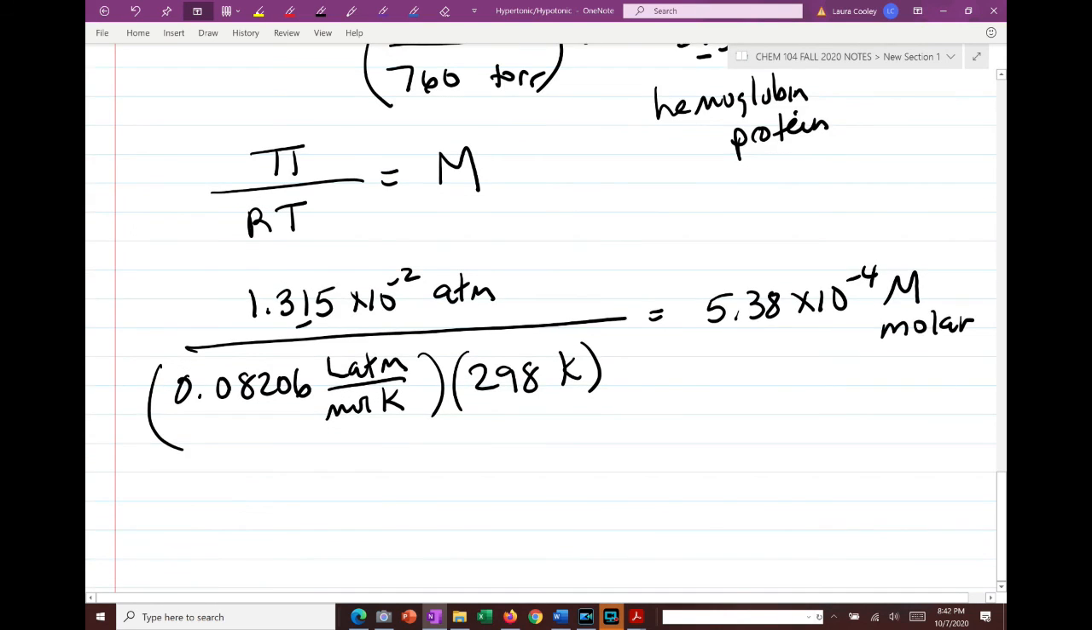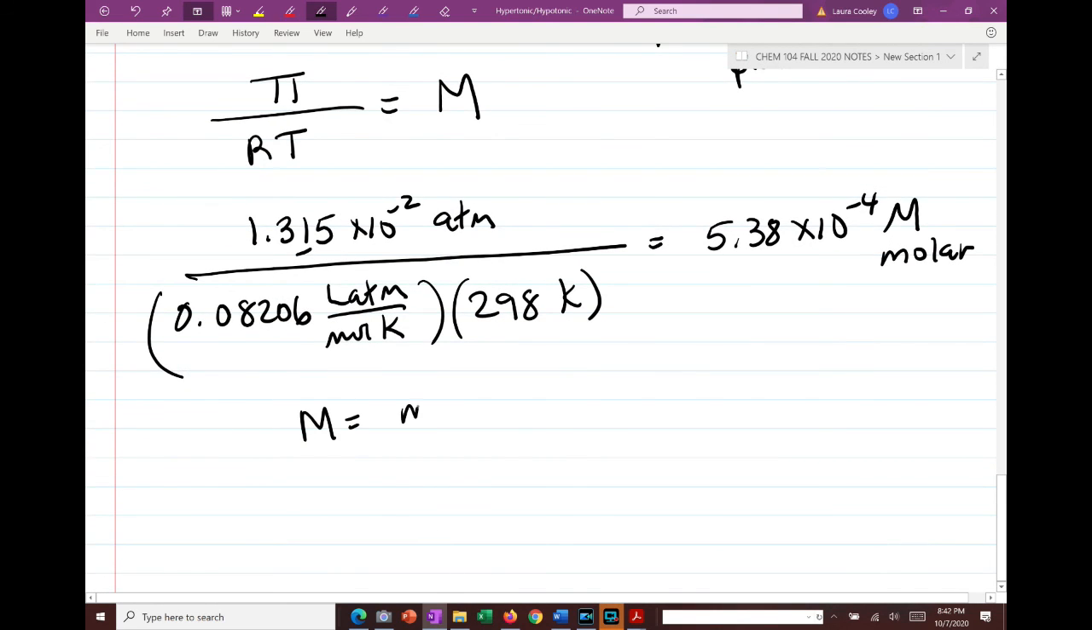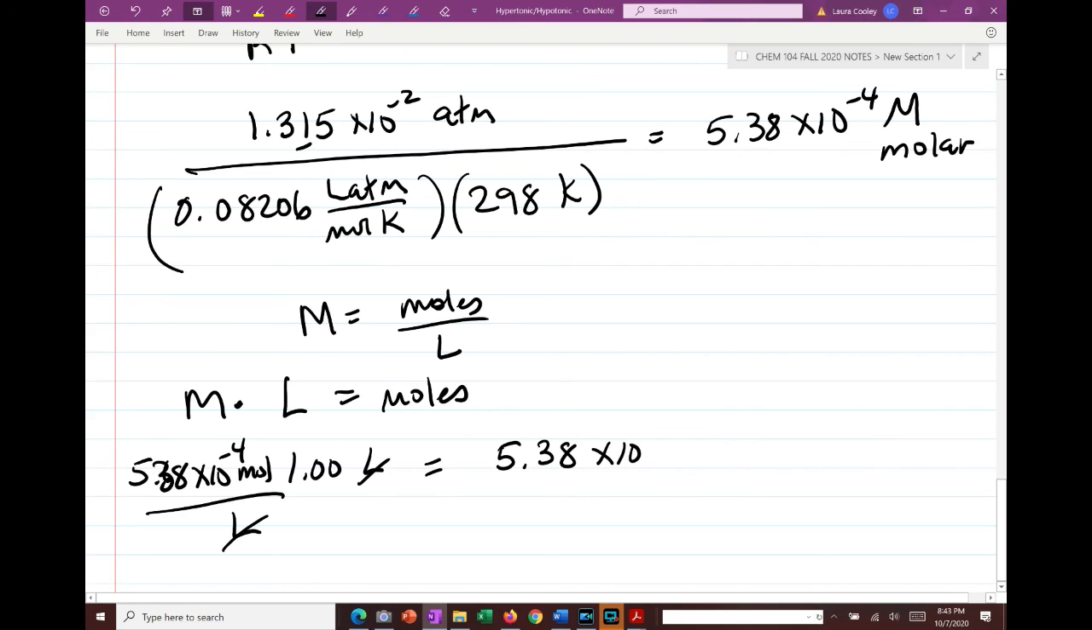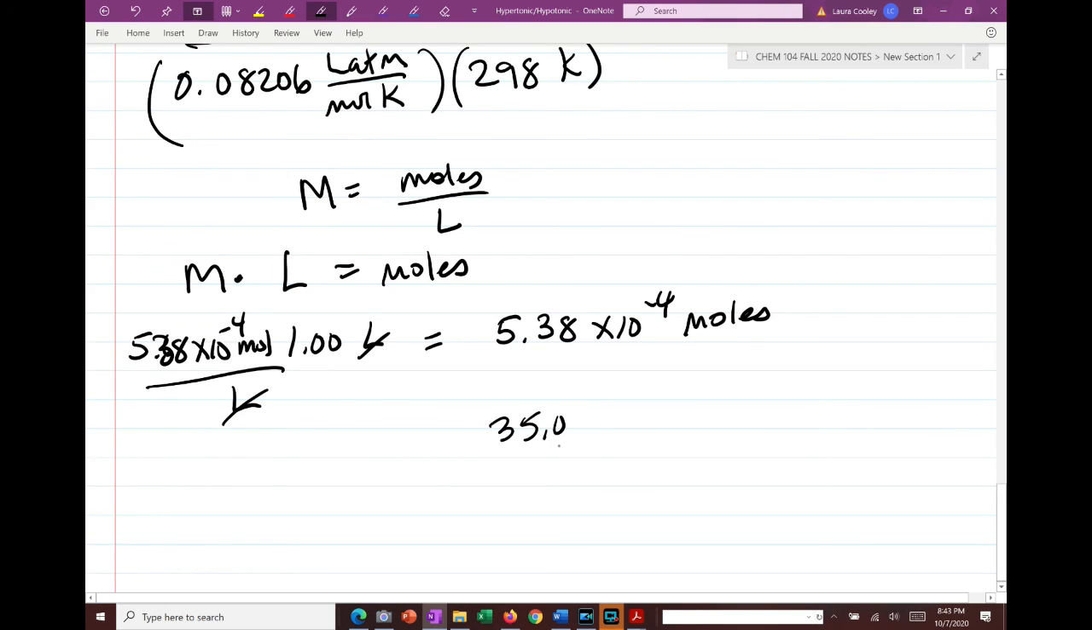Okay, now molarity is moles per liter. Okay, so molarity times liters is moles. By the way, we only used 1 liter, so the molarity is going to be exactly the same as the moles. Liters cancel, we get the same thing. And when we take our 35 grams of hemoglobin divided by the moles, we get this enormous mass.